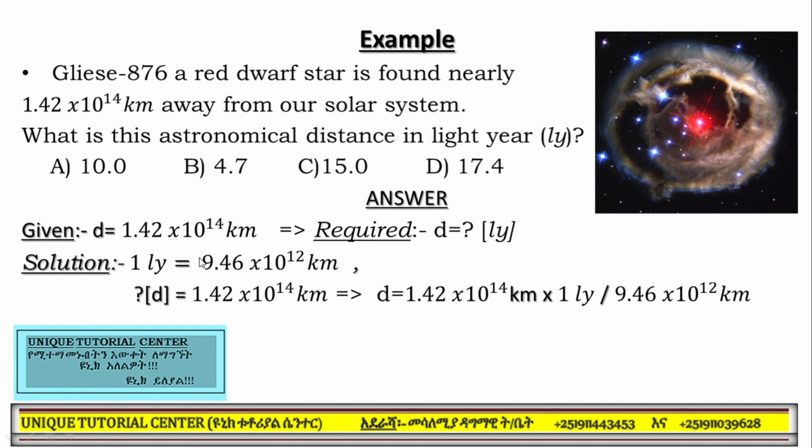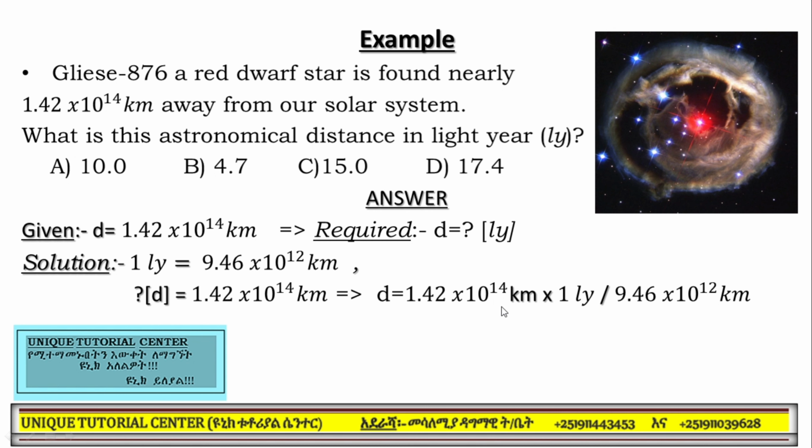It's an easy calculation. What we have to do is just cross multiply. D times 9.46 times 10 to the power of 12 kilometers is equal to 1 light year times 1.42 times 10 to the power of 14 kilometers. So the astronomical distance D is equal to 1.42 times 10 to the power of 14 kilometers times 1 light year over 9.46 times 10 to the power of 12 kilometers.